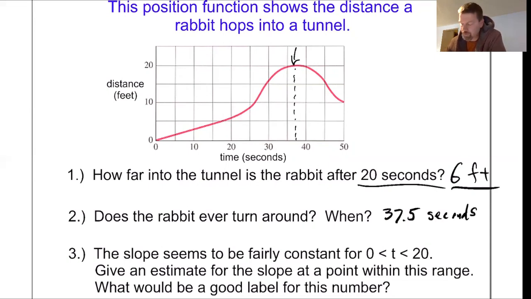I can tell it was turning around because its distance into the tunnel was getting more and more and more. It's going deeper, deeper, and deeper into the tunnel until right there it had a maximum depth of 20 feet into the tunnel. And then its distance started decreasing. Right there, it's only 10 feet into the tunnel. So it went to 20 feet in the tunnel and then back down to just 10 feet. So it must have turned around right at that point where it reached a maximum.